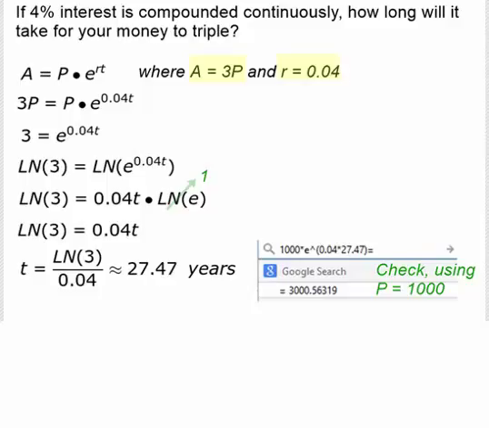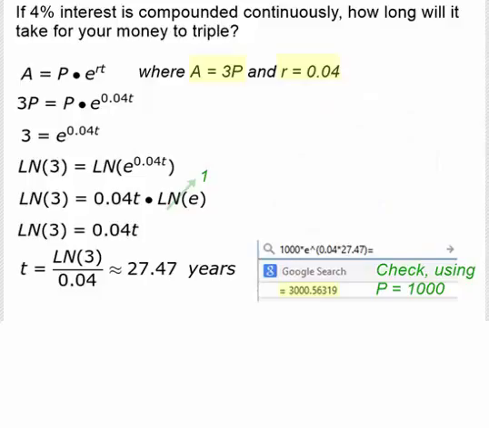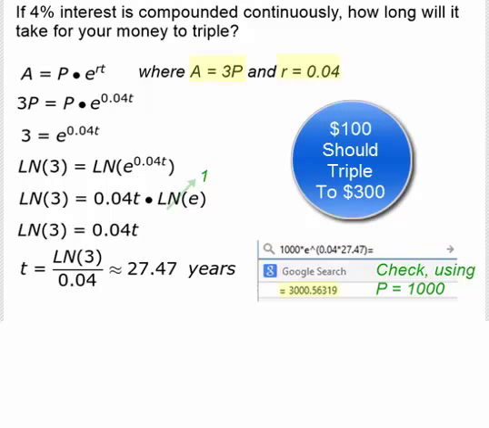And I've checked this using that Google calculator again. I used P equal 1,000 and I used 0.04 for r and that 27.47 answer for t. And when I calculated it out, I got 3,000.56, which is very close to 3,000. So our answer is correct. The variation is again due to rounding. And I just picked any value here. I picked P equal 1,000. I could have picked P equal 100 and then we'd get 300 for the total amount, just to put some value in there to check this.